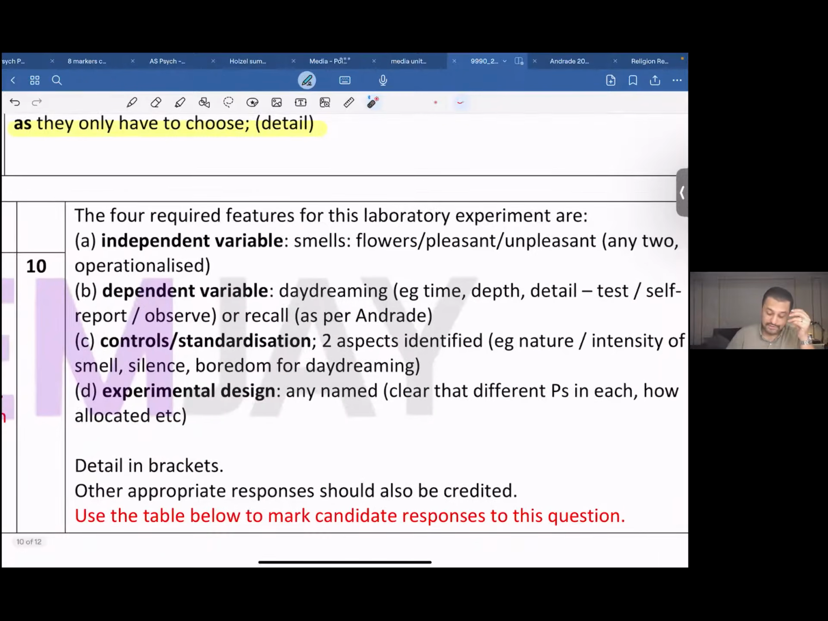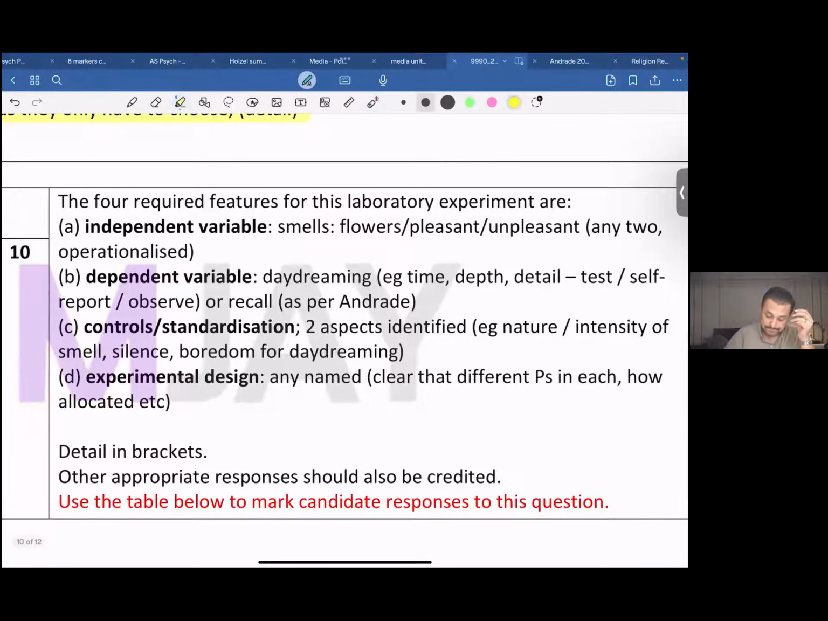So the 4 required features for this laboratory experiment would be the independent variable, the dependent variable, controls, and standardization or experimental design. These are a couple of examples you have over here. You might as well read through this. For questions like these, there are ample questions present from the past papers. You might as well simply read through them and brainstorm an answer for questions of this sort.